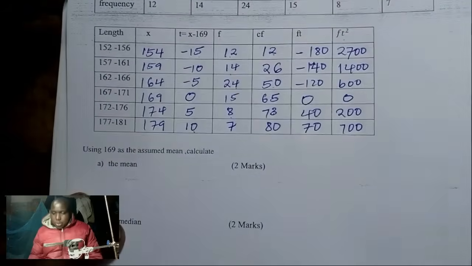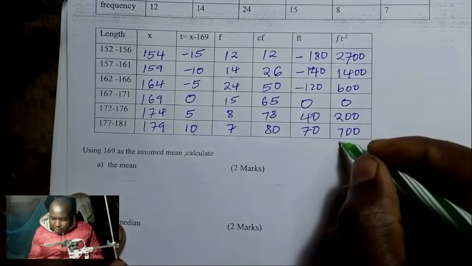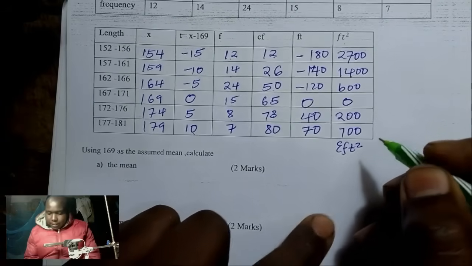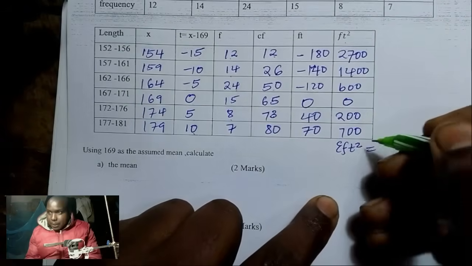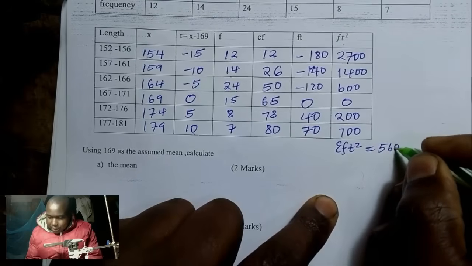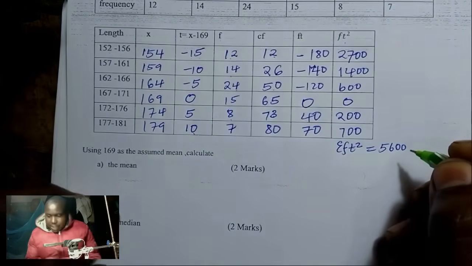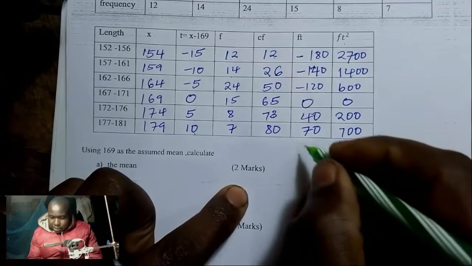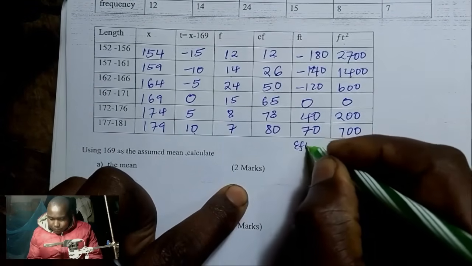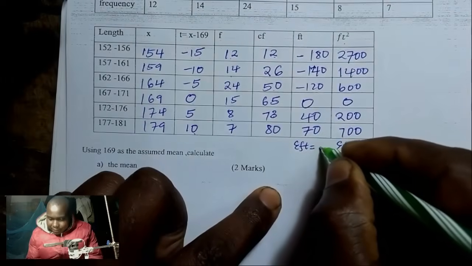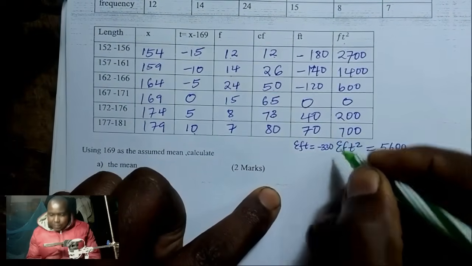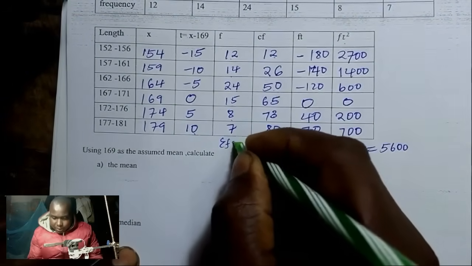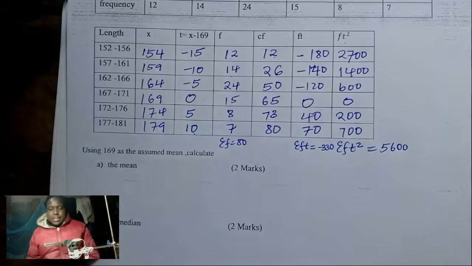Fine. So now we need to get the summations. So we have summation ft square. Summation ft square is adding all these up to here. That will give you 56,600. Summation ft will be negative 330. Then we have summation f, that is 80. Summation f, that is 80. That is all we need.